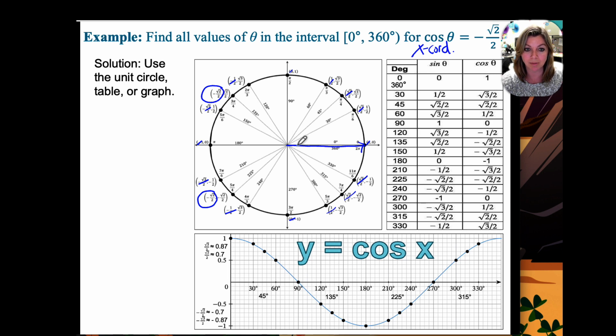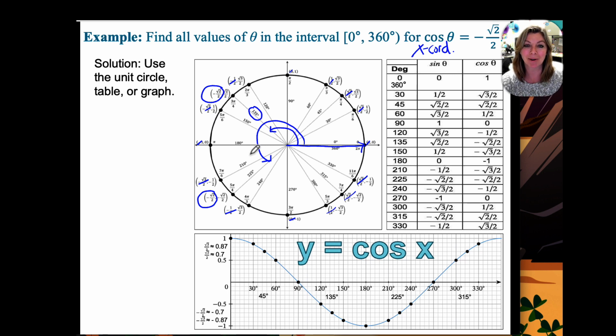So cosine at which angles will have a value of negative radical 2 over 2? Well, if we open our terminal side to right here, 135 degrees, that is one angle in which cosine will equal negative radical 2 over 2. And there's one more that we found here. It turns out that at 225 degrees, cosine of that angle will also be negative radical 2 over 2.